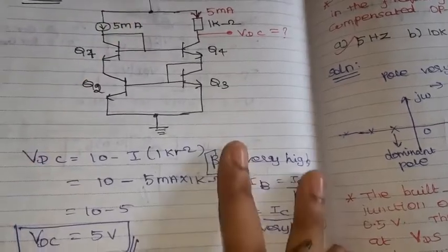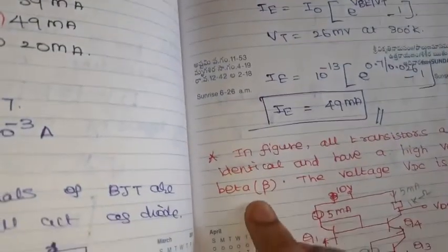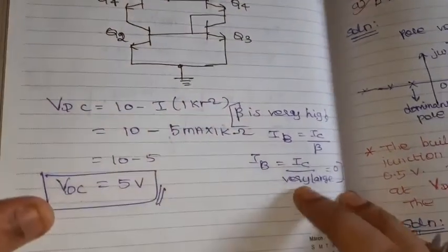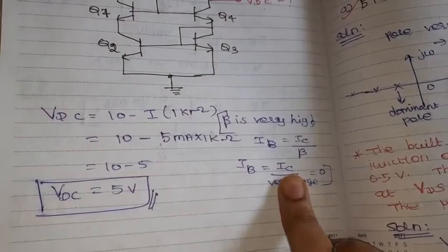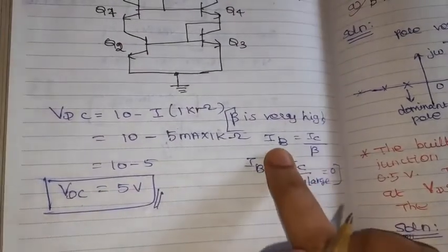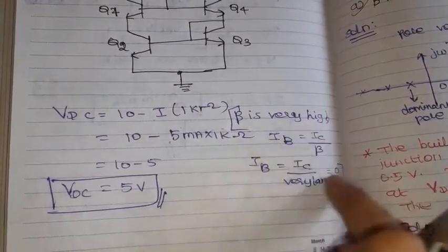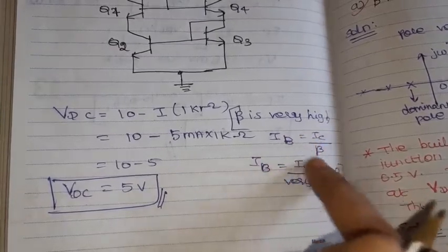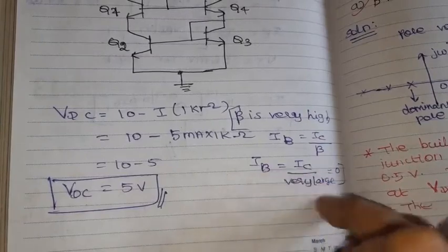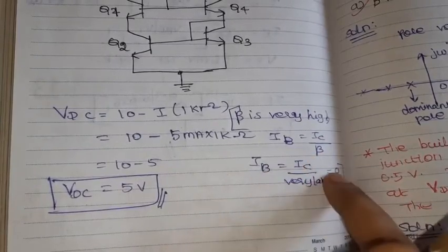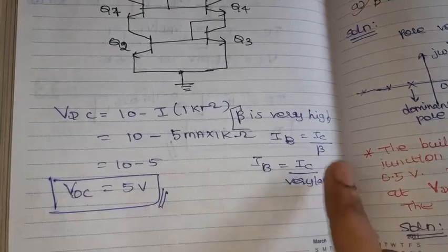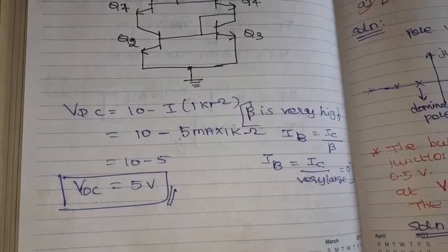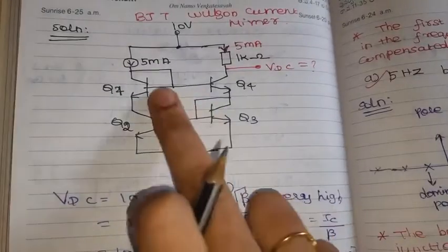Beta is given as very large. What is the relationship between beta, IB and IC? IC is equal to beta into IB, so IB is equal to IC by beta. Beta is very large, meaning infinite, so whenever it is infinite, base current is 0. Whenever it is mentioned that beta is very high, we can assume that base current is 0, so we can ignore that base current.